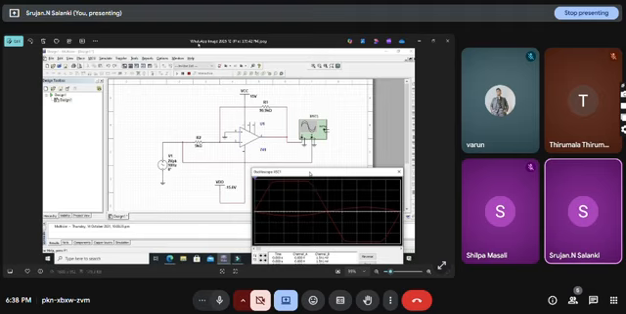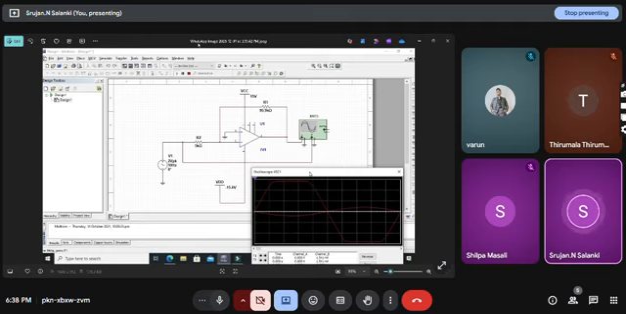The circuit uses dual power supply. Typical supply voltages are plus 15 volt and minus 15 volt. The op-amp cannot reach exact supply rails. If output exceeds limits, saturation occurs. Saturation causes clipping of the waveform. Clipping is observed in the oscilloscope output.